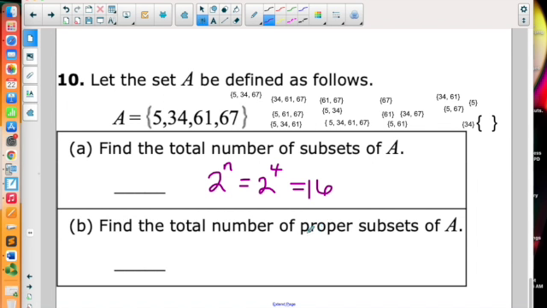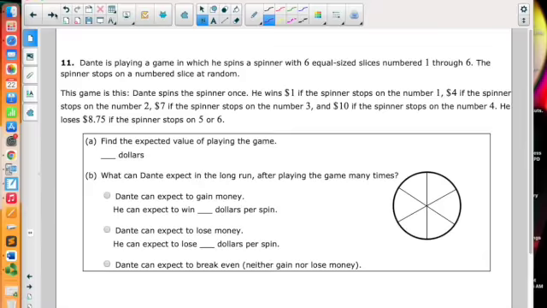The number of proper subsets is the number of subsets minus 1. So it's 15. Why? Because by definition, a set cannot be a proper subset of itself. Proper subsets are smaller than the original set. So the only set that is a subset that isn't a proper subset is the set itself. Take that to Jeopardy.